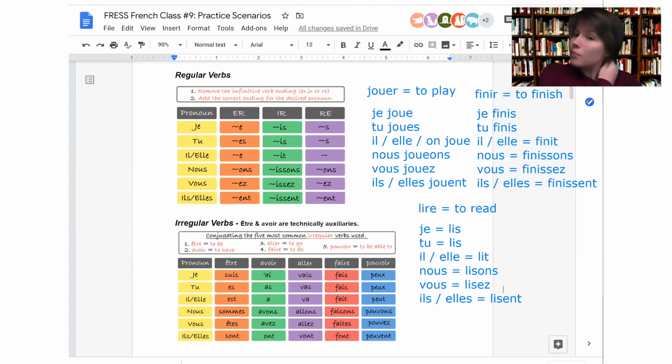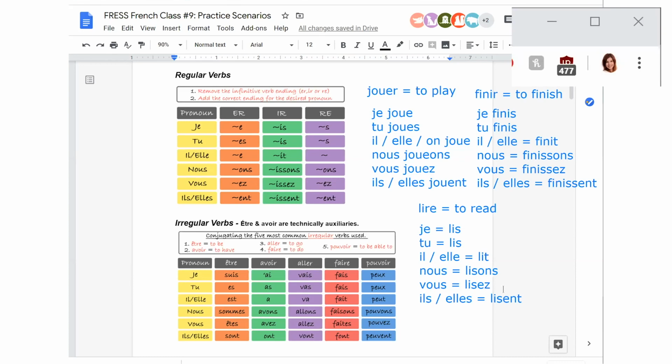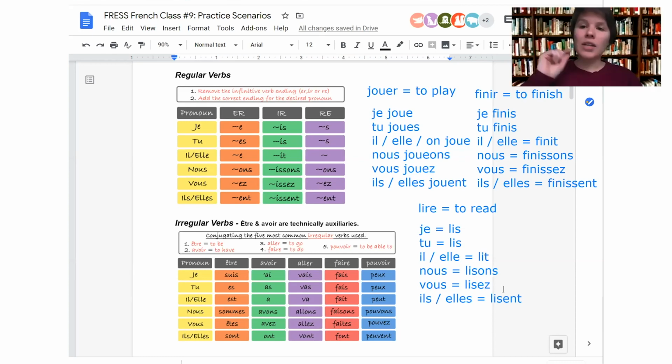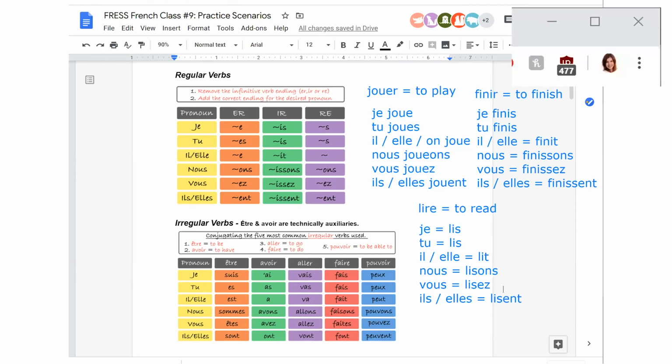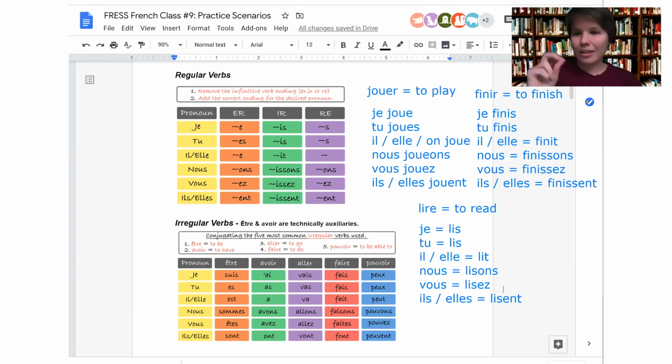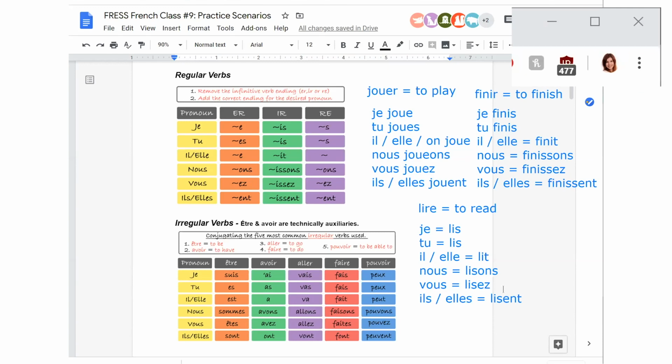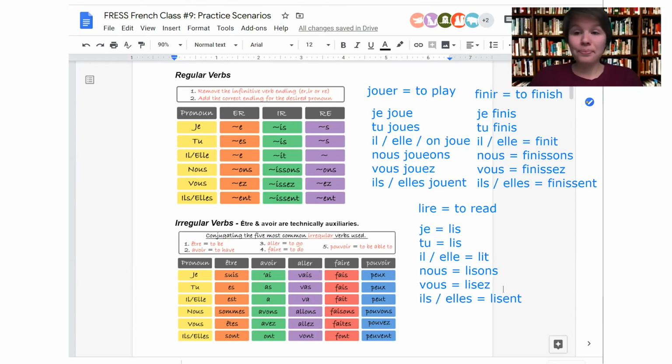Is it finir or finier? Finir. So it's got that little R sound at the end of it, finir. It's a bit guttural, is it? It is a little glottal, but delicately glottal. So go for it.